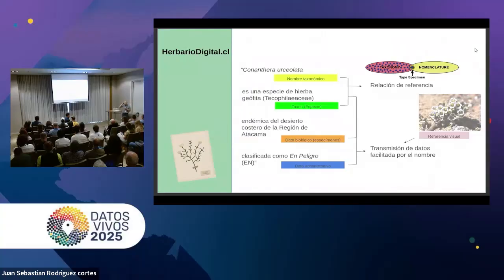Because our vision is as follows. The semantic relationship between a taxonomic name and the proper natural taxon in nature is the key to integrate biodiversity data. So if we are confident with this relationship between the taxonomic name and taxon, we will be able to integrate ecological information, like Conanthera urceolata is an endemic species of the Desierto de Atacama, and it is classified as an endangered species. And we also can integrate images and another kind of information. But here is the key.